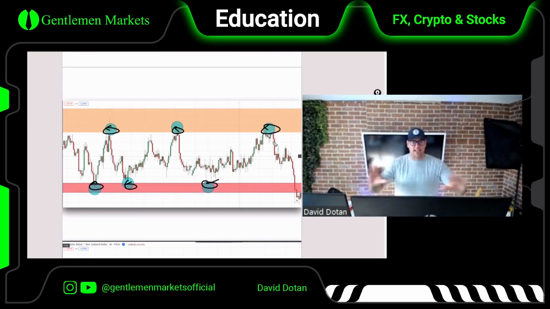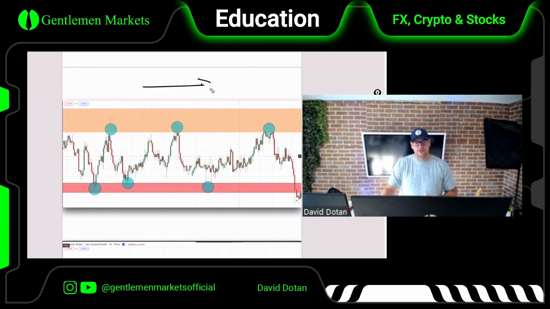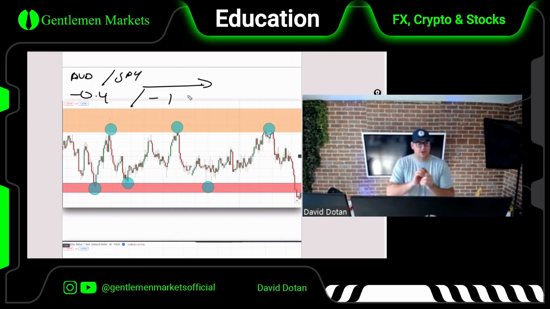Now, this makes sense, right? This makes complete sense. Let's think about this. Assuming hypothetically fundamentals in this case are flat. Let's say this is like Aussie yen, just for example, it doesn't matter. It could be any pair. Let's say this is at a negative 0.4 and this is at a -1. So fundamentals are close, they're flat.